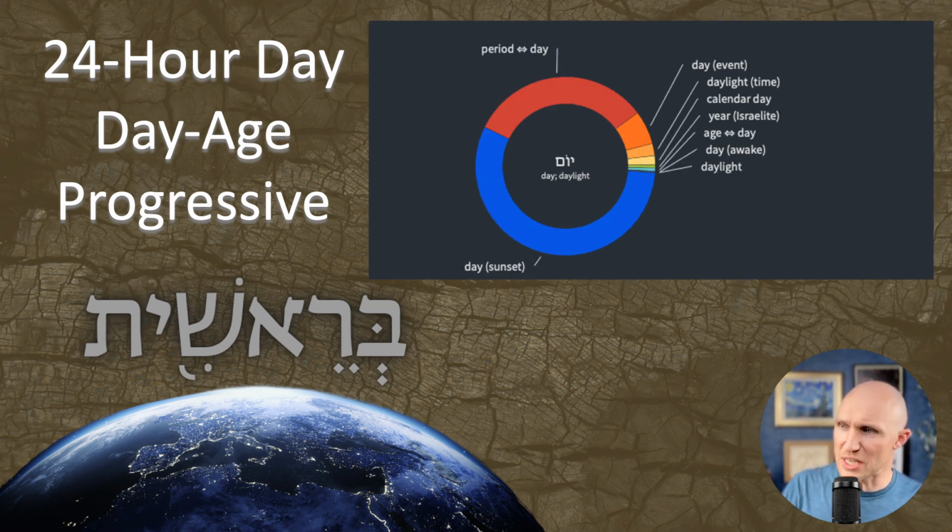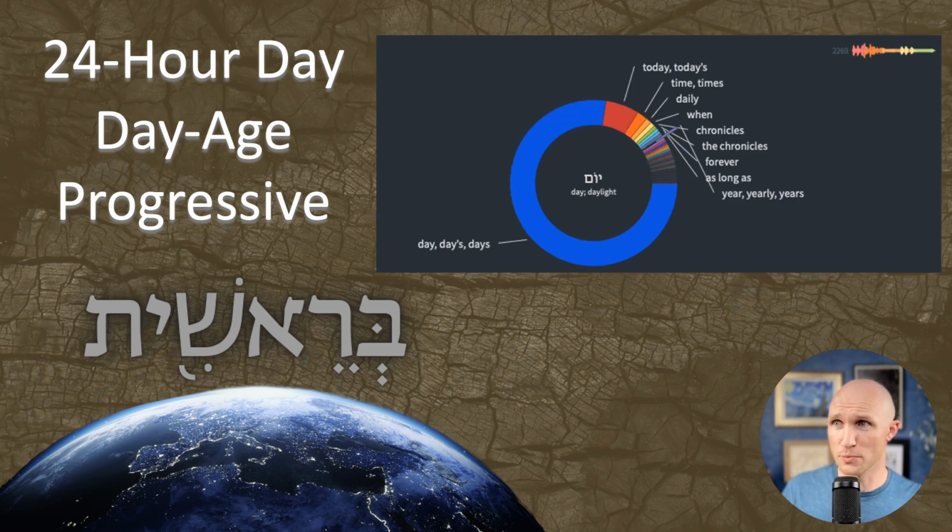Now, to dive a little bit deeper into this Hebrew term yom, this is an image. Both of these images have been from Logos Bible Software. The first was actually just a lemma breakdown of the word yom. You can see right here that, yes, a large amount of the time it does mean days or day. It also has some additional meanings such as years, forever, daily times, etc.